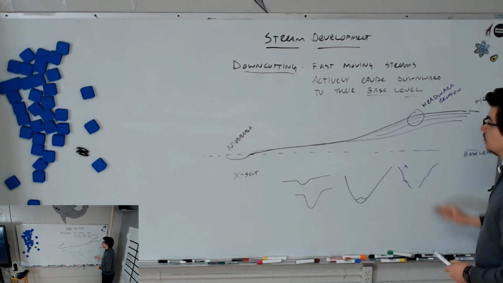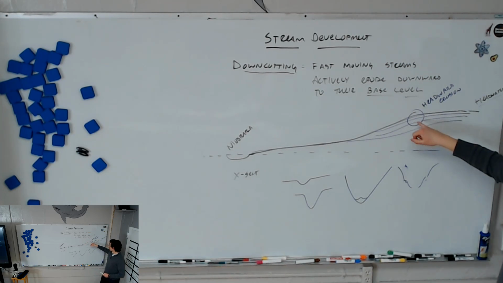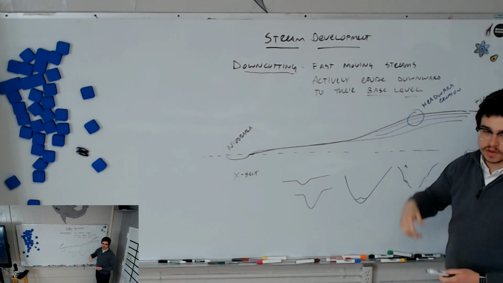Okay, this is all about downcutting. These are up high mountain rivers. Not necessarily mountain, but steeply sloped rivers that are moving very fast, right?